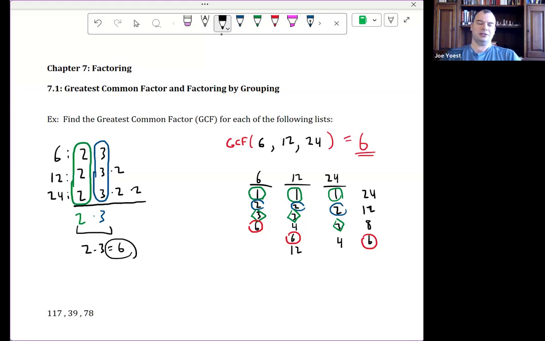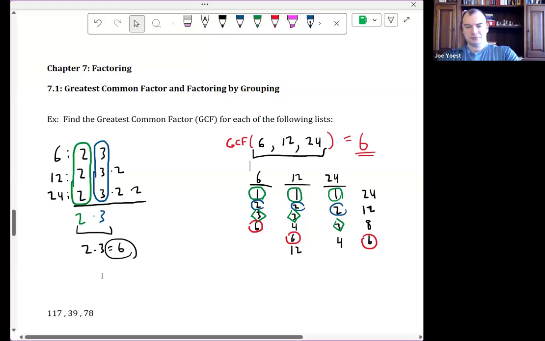We write out the prime factorizations, keeping our columns nicely aligned. Any column that is completely filled in, where I have that prime number represented in every one of my inputs into the greatest common factor, I write that as a component of the greatest common factor, and at the end I just multiply them together to get the answer.